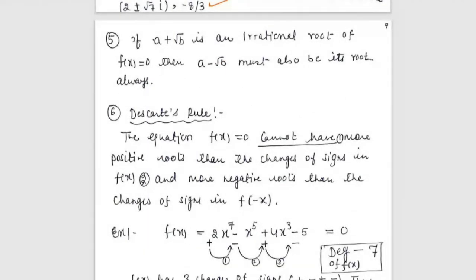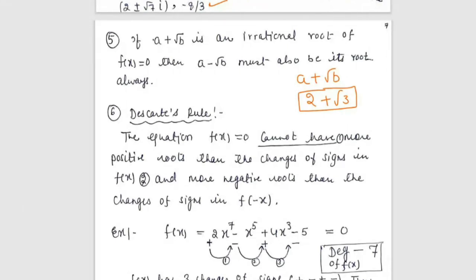If a plus root b is an irrational root of f of x equal to 0, again the same thing as with complex roots. If I am saying 2 plus root 3 as an irrational number, this is always irrational. Irrational number means which is not in the form of a rational number. 2 plus root 3 is an irrational number.